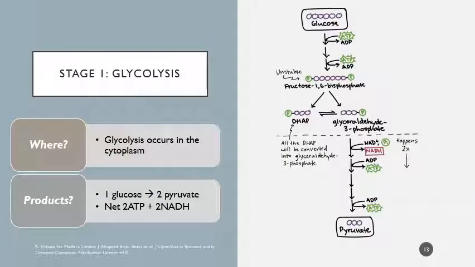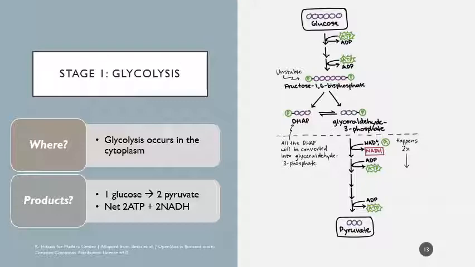So when we're thinking about glycolysis, it's going from glucose to pyruvate, and you end up producing a net of 2 ATP and 2 NADH. So here it's like you're charging your battery, you're filling up your wallet, right? So you're getting some of that stored energy.